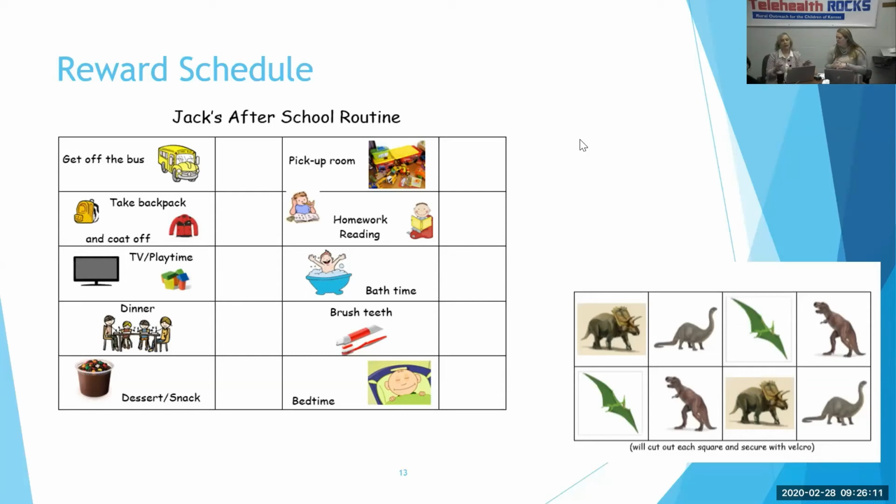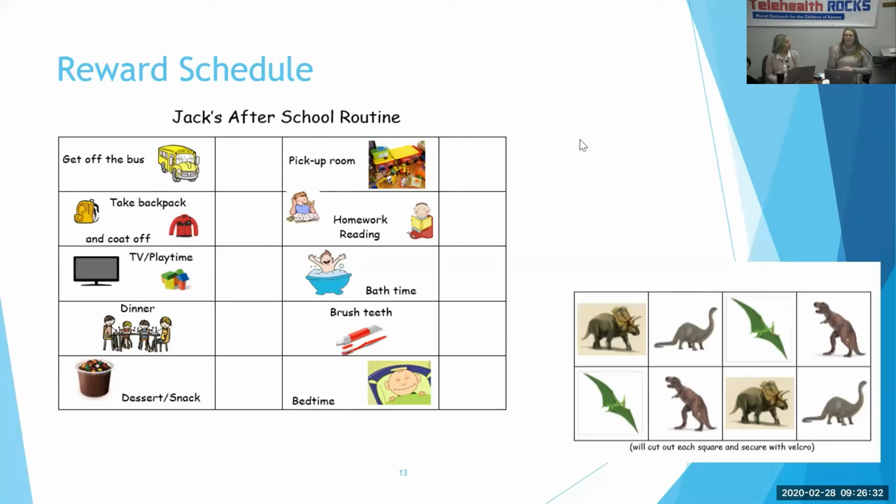And I like how on this one, the dinosaurs are incorporated. I'm assuming dinosaurs were an interest of his. Sometimes the reward is a picture of a dinosaur, or a picture of a Minecraft character, or a sticker, or a star. But then, of course, we can make it more powerful by tying that to another reward.